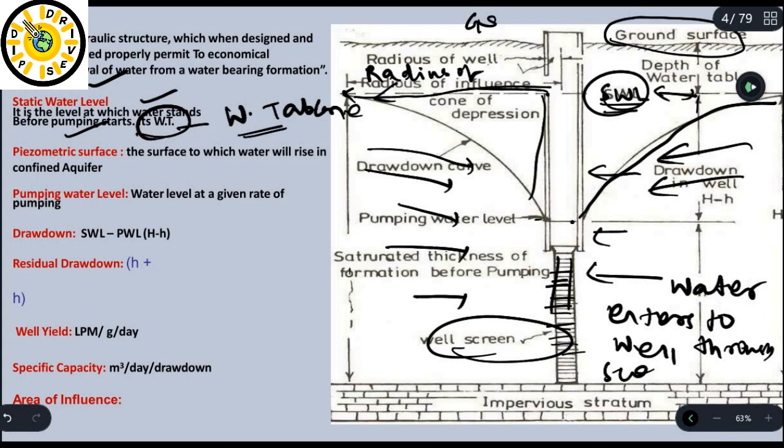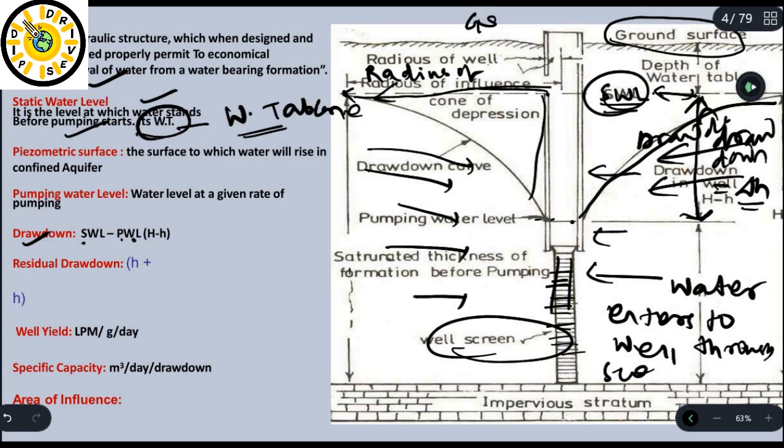And I already mentioned, cone of depression create होता है because there will be a decrease in the head, right? From the original static water level before pumping out and after pumping out. And this part is called drawdown. In simple words, this is simply a decrease in head or delta H, right? From the original static water level to the pumping water level. ठीक है. So drawdown will be SWL minus PWL. Okay, so this distance is called drawdown.